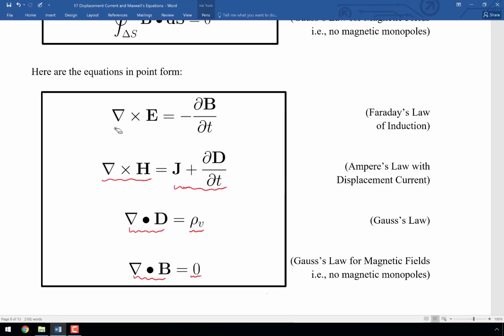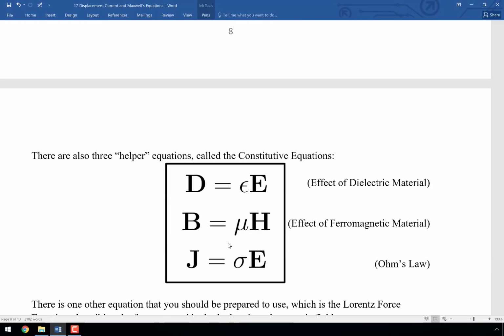So I think that the point form is really a very compact and elegant way of representing them. Now I mentioned before, and I'll mention them again, that there are 3 helper equations, called the constitutive equations. We see that D equals epsilon times E, that's the effect of a dielectric material. B equals mu times H, that's the effect of ferromagnetic materials. And then J equals sigma times E, that's Ohm's law.